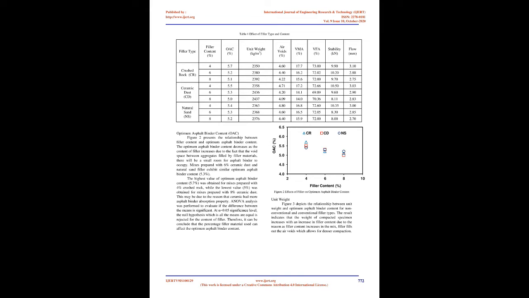B. Marshall properties of mixes. Three specimens for each combination were prepared and the average of these results has been reported. The results obtained for asphalt mixes prepared with 4%, 6%, and 8% contents for each filler type at their optimum asphalt binder content are given in Table 4. Optimum asphalt binder content, OAC. Figure 2 presents the relationship between filler content and optimum asphalt binder content.